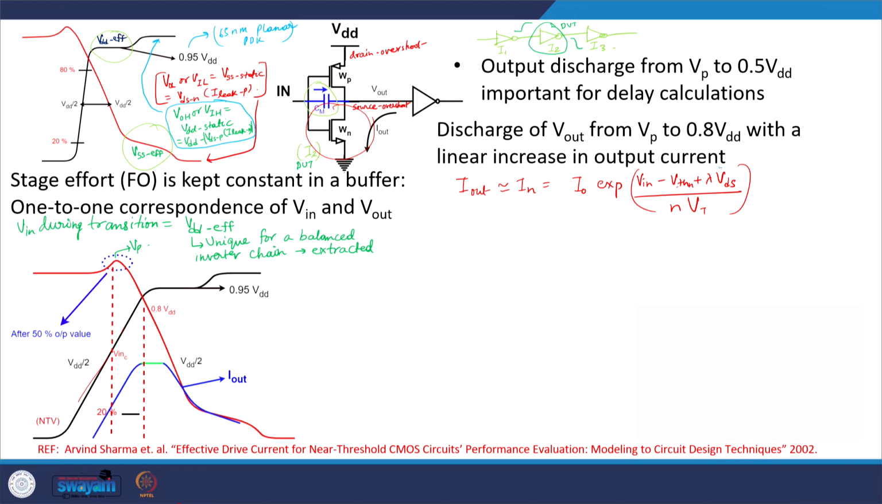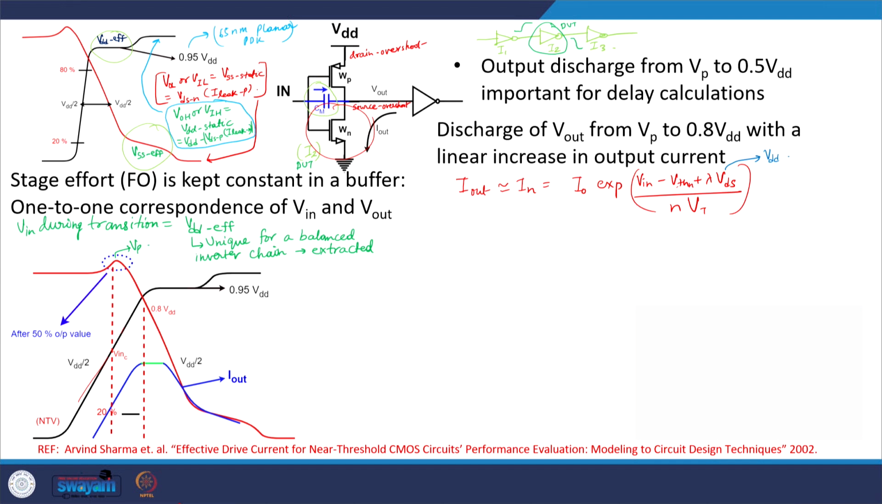Now, what is the value of this VDS? We find that in this region, when the input is rising, most of the time the value of VDS is almost near VDD. Even when you change the fan out ratio, you are keeping the inverter chain balanced, that is, you are keeping the fan out ratio constant in all the stages. So, therefore, there is a one-to-one correspondence between input and output transitions, input and output voltages. So, we find that during the input transition, if it is near VDD, the value of output voltage for a given fan out, say fan out 3, for fan out 5 also, it would remain the same within the input transition. So, therefore, we can safely take this value of VDS as VDD. So, that is what we do.